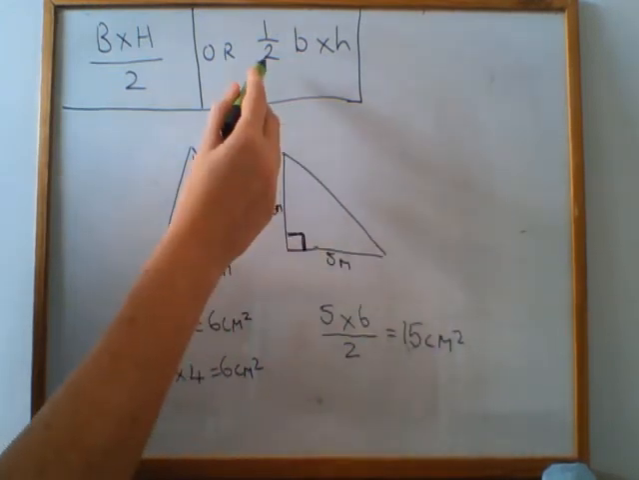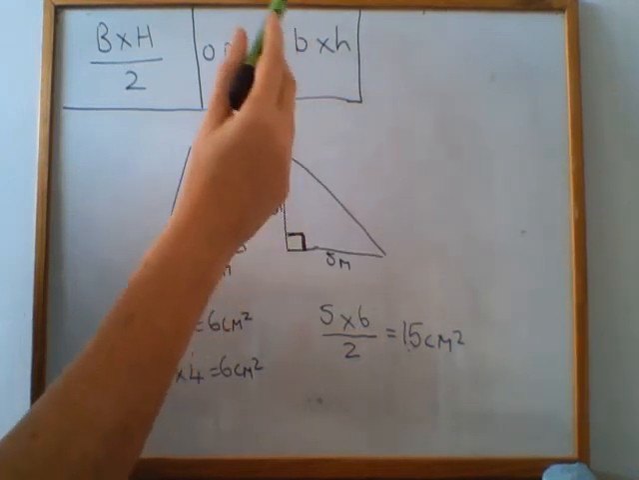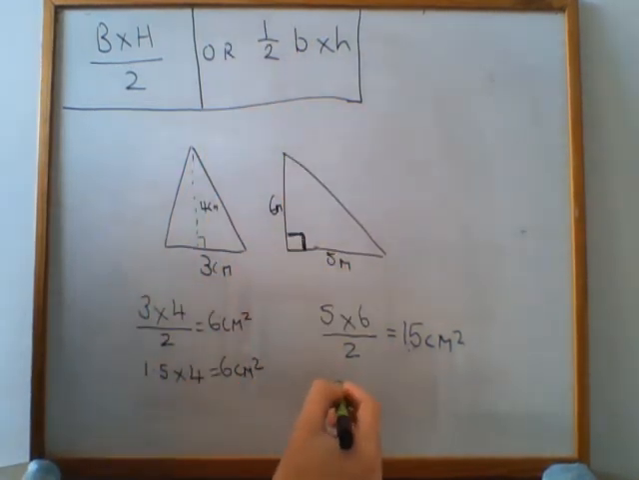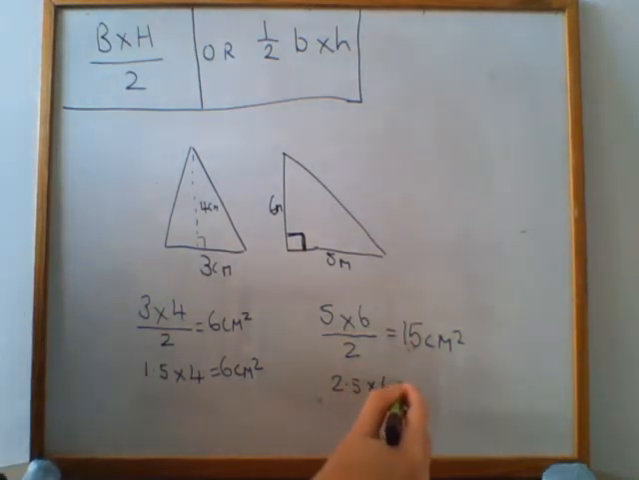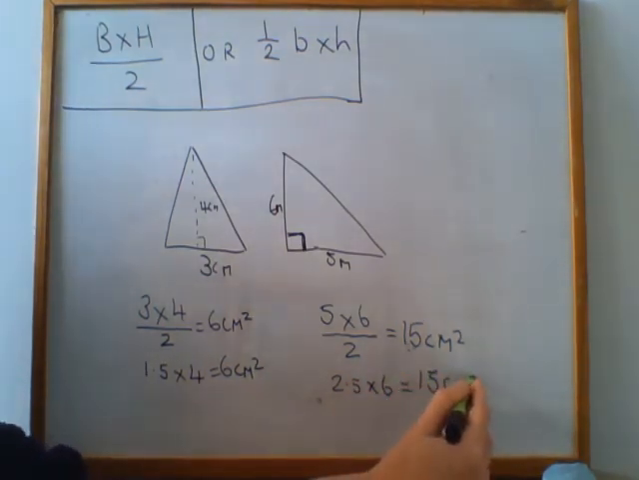If I prefer using this formula to work out my triangle, that's absolutely fine. I can do half the base times the height, so half the base is 2.5, 2.5 times 6 equals, 2 times 6 is 12, half 6 is 3, add them together, 15 centimetres squared.